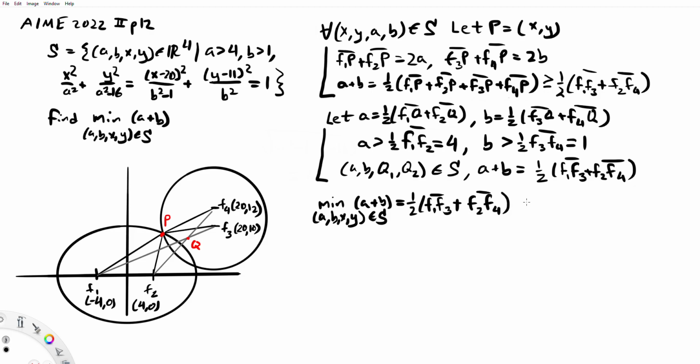And all that's left is to just calculate this value. And I'm going to make myself more room actually. Using the distance formula, we can get 1/2 square root of, now from F1 to F3, the x distance is 24, so 24 squared plus 10 squared. And the distance from F2 to F4 in terms of the x value is 16, so 16 squared plus, and the height is 12, so 12 squared.